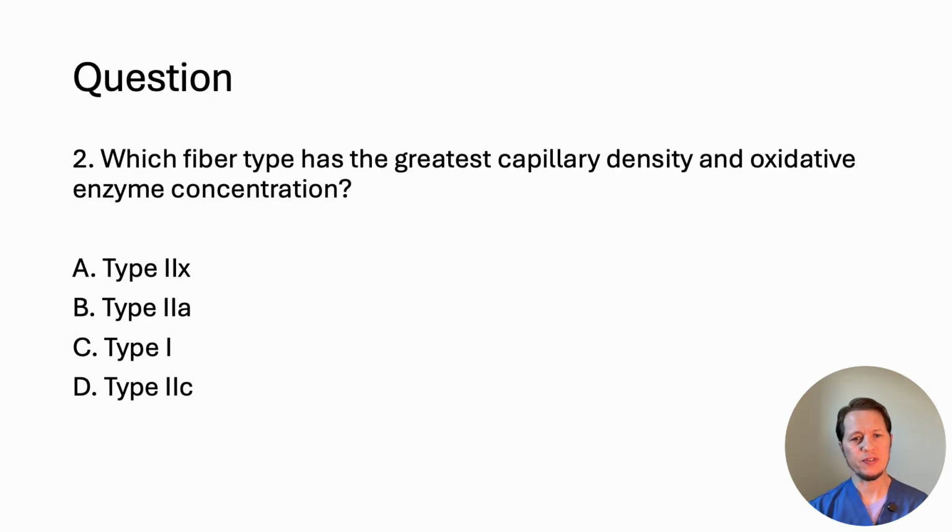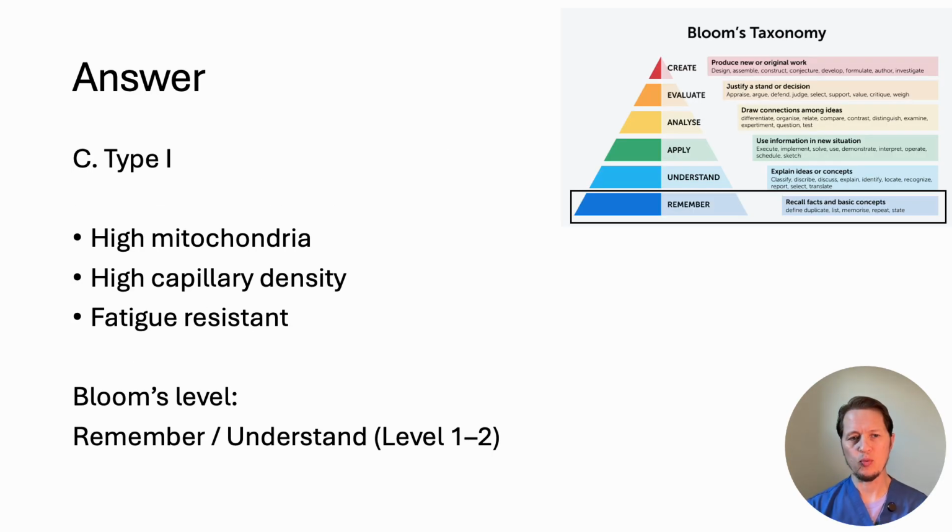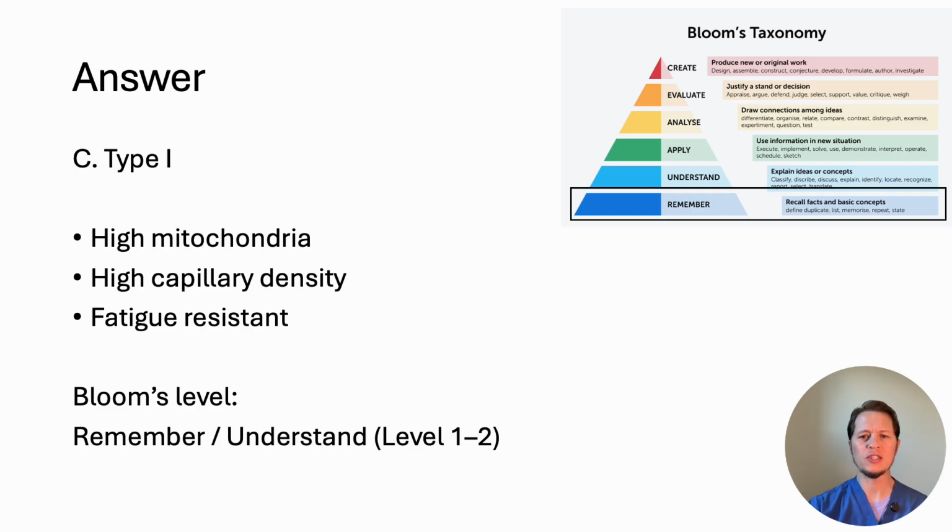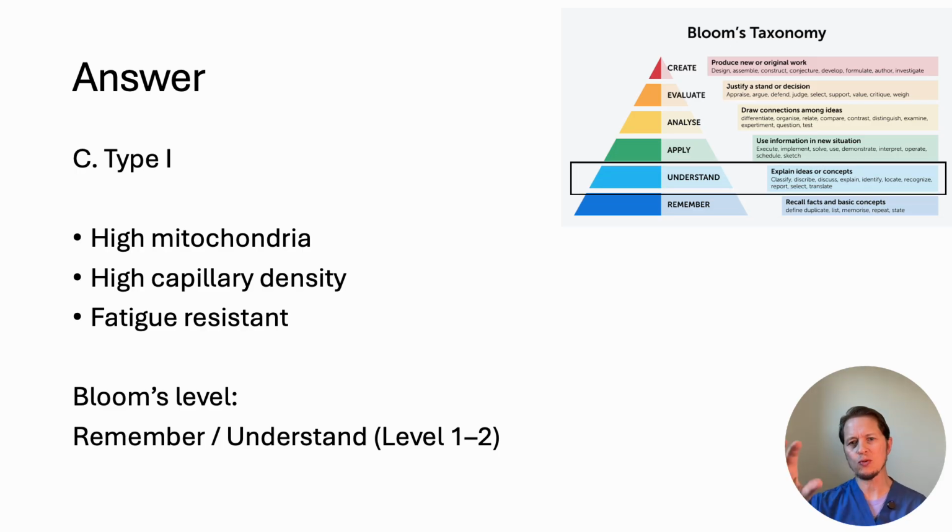Now question 2. Which fiber type has the greatest capillary density and oxidative enzyme concentration? Type 2X, type 2A, type 1, or type 2C? And the answer here is C, type 1. Type 1 fibers are optimized for long duration aerobic work with a lot of strong oxidative machinery and very strong blood supply. And this is where we go from that level 1 to level 2, shifting from just purely remembering to at least trying to understand and be able to explain the knowledge that you've learned.